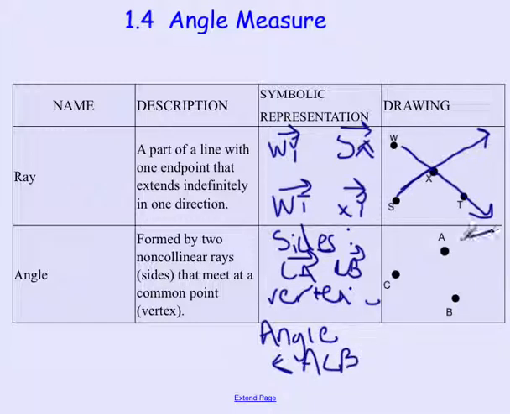Now here's how I get that. We have a ray going this way for this angle, and we have a ray going this way. I wrote the angle, so this symbol right here means angle. The middle letter I want to be that vertex, so I can call this angle ACB. It has rays CA and CB, and it also has a vertex of C. Okay, so let's take a look at a couple more examples.